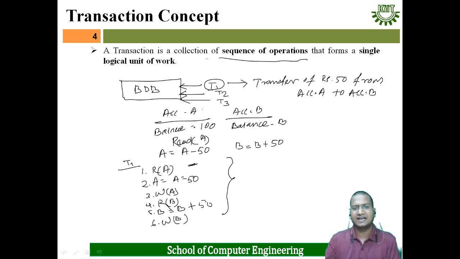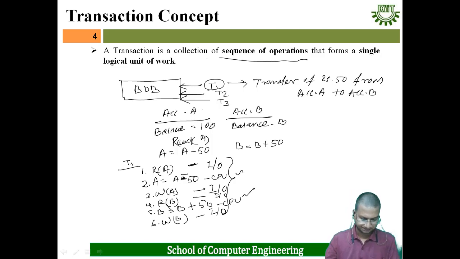In this case, read account A is an IO bound operation. Similarly, A is equal to A minus 50 is a CPU bound operation. Write A is an IO bound operation. Read B is an IO bound operation. This is a CPU bound operation, and this is an IO bound operation. In these 6 operations, 4 operations are IO bound and 2 operations are CPU bound operations.